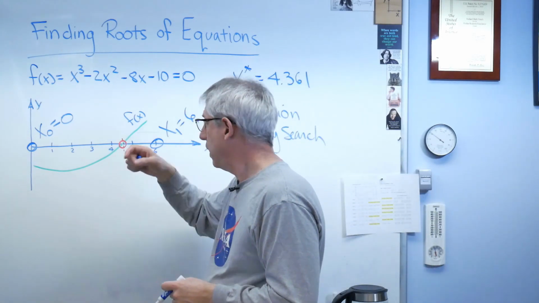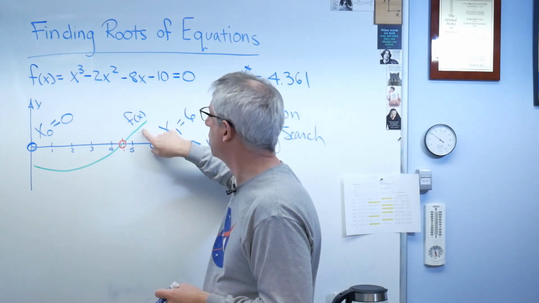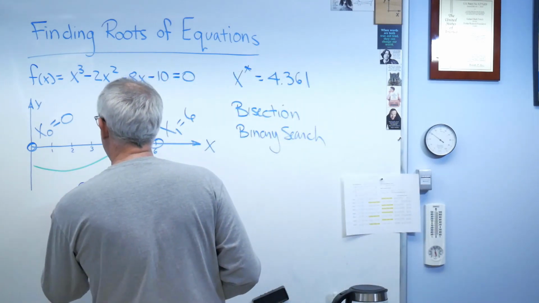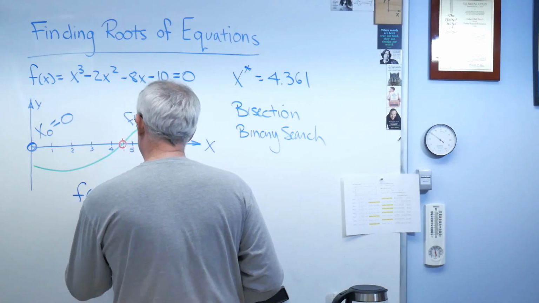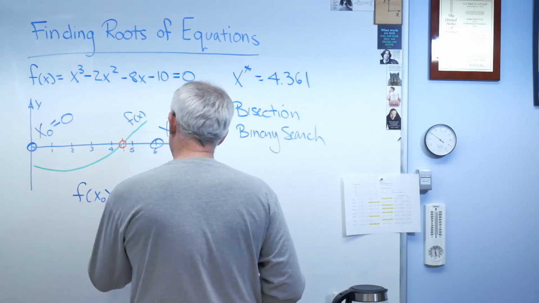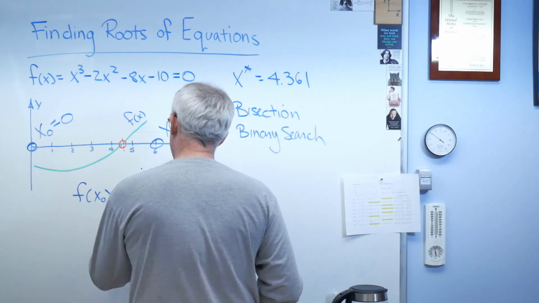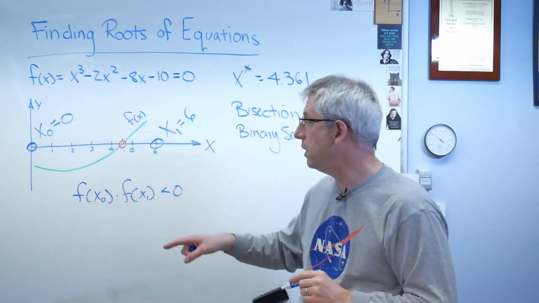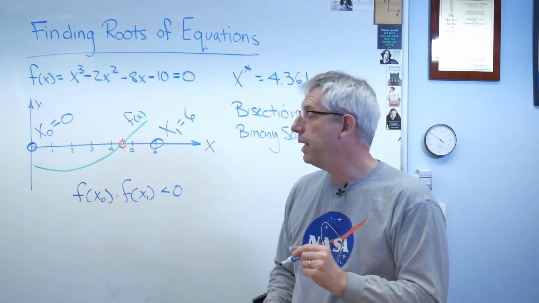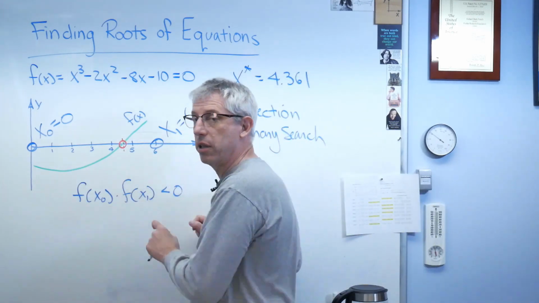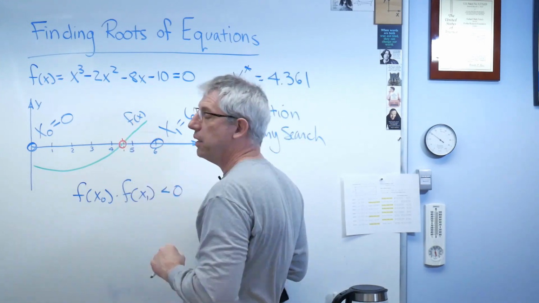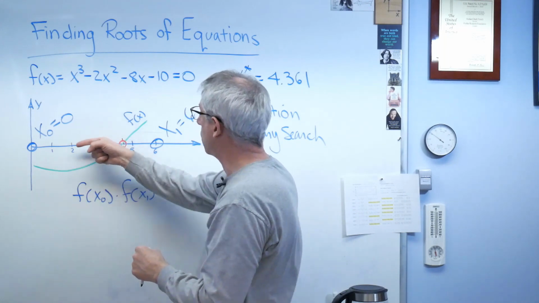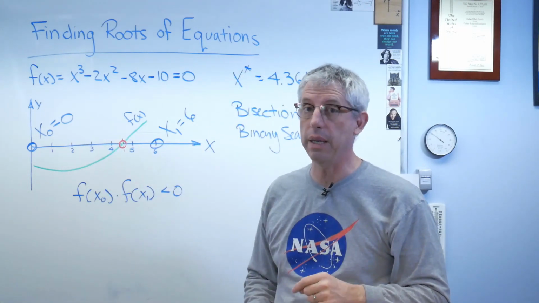Well, let's see. If it's negative on one side and positive on the other, it has to have gone through 0. So if I say f of x0 times f of x1 is less than 0, that means one of those two had to be negative. If they're both negative, that product will be positive. If they're both positive, that product will be positive. Only if you've crossed through the horizontal axis will the product of those two be negative.